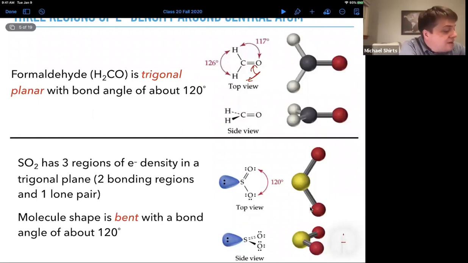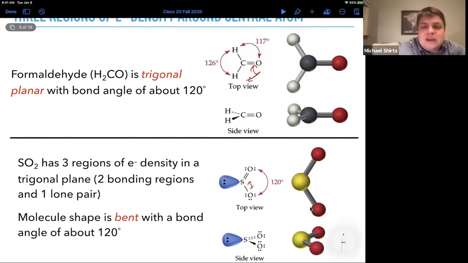However, SO2 has 3 regions of electron density in a trigonal plane. It has a bond order of 1.5 to each of 2 oxygens, but then a lone pair. And so in this case, we have roughly 120 degrees between each of the electron densities. But if you are just looking at the atoms in the molecule themselves, it looks bent because you don't see that electron pair. So you have a bent angle between the 2 atoms.